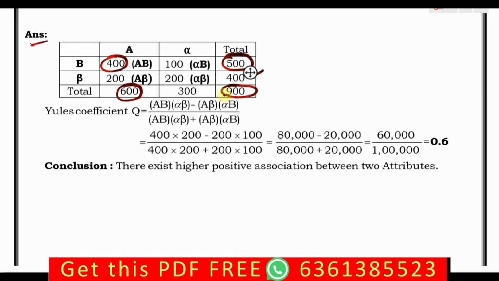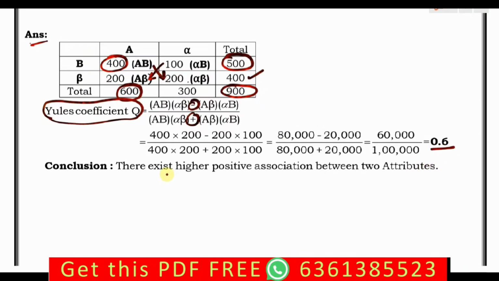Then further it was asked for Yule's coefficient to be calculated. What is Yule's coefficient formula? It will be denoted by Q, which is equal to AB into alpha beta minus A beta into alpha B, divided by the same thing, but instead of minus here, plus will be present. Substitute all those values, simplify it with the help of a calculator, and the last answer you are going to get is 0.6.